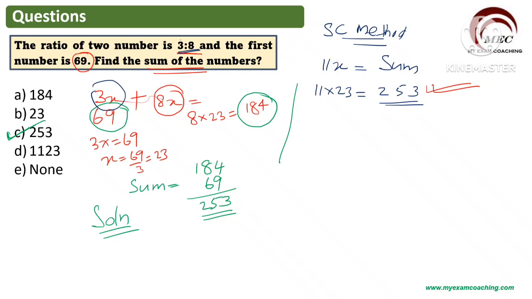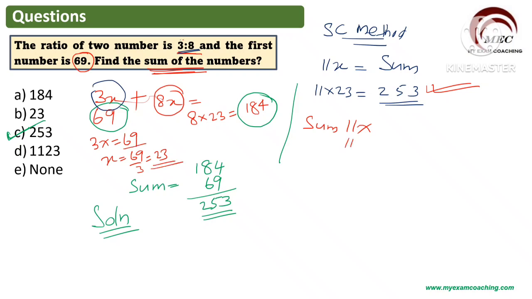Let me explain this once again. What we have to do is, in the question it is given 3:8. So we want to find out the sum. Sum means total, 3 plus 8, 11x. Now we want to know what x is. For that, it is given that the first number, 3x, is equal to 69. 3x is equal to 69 means we get x is equal to 23.